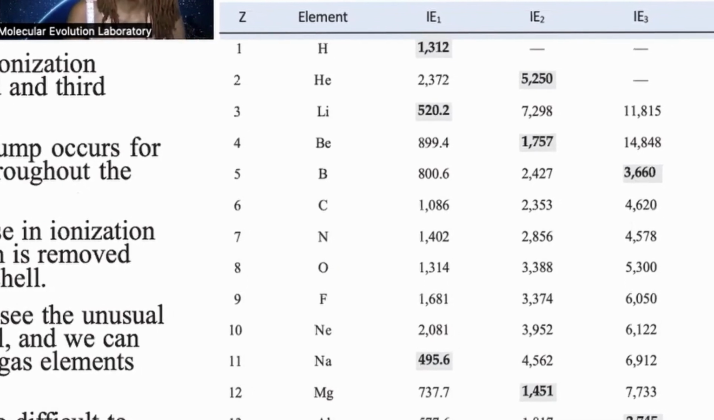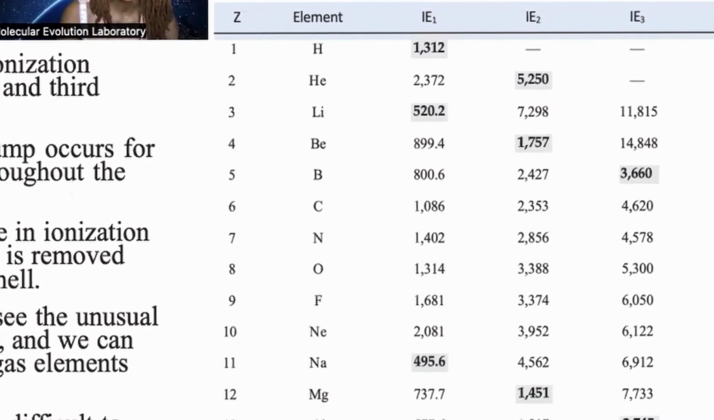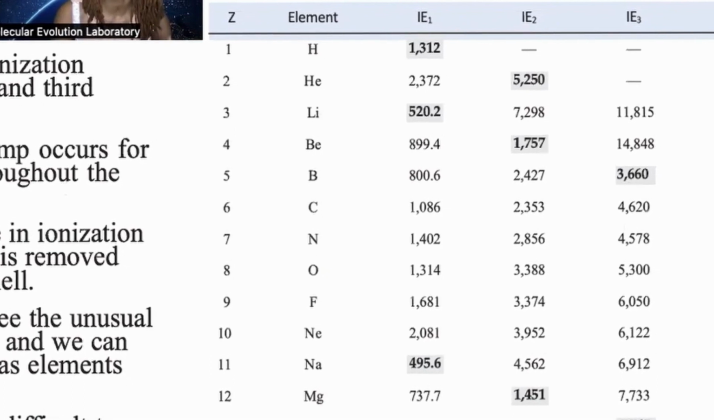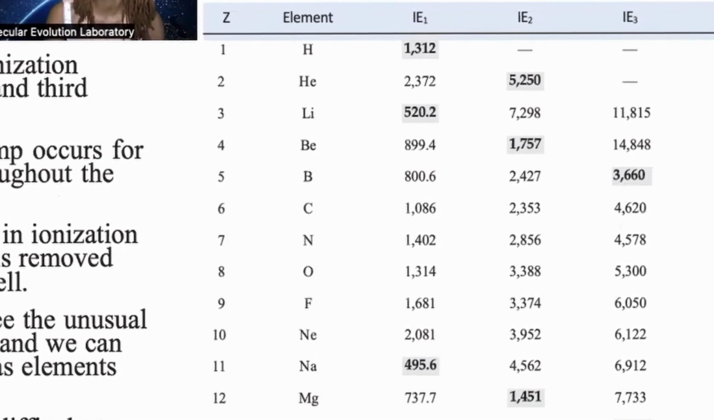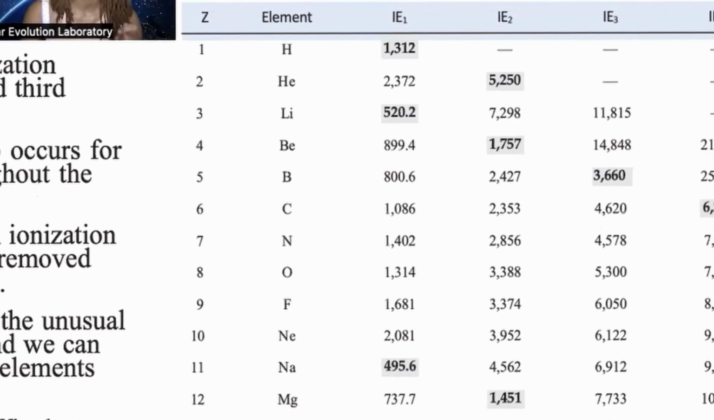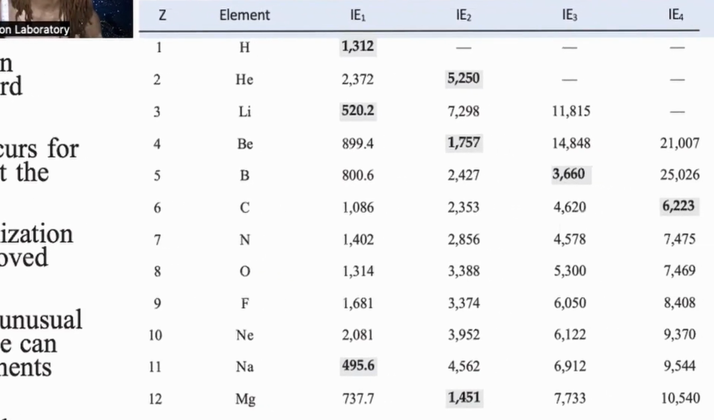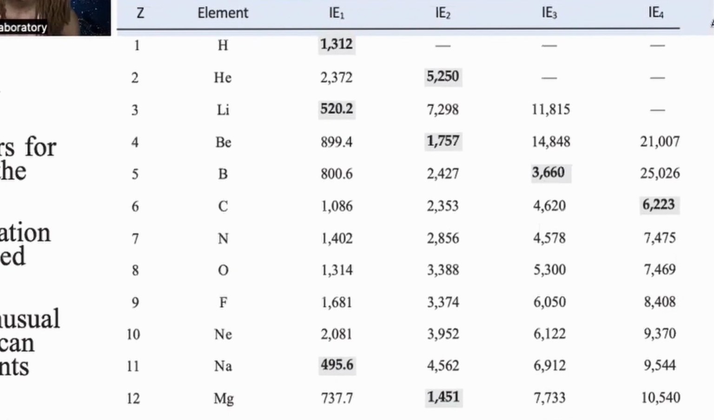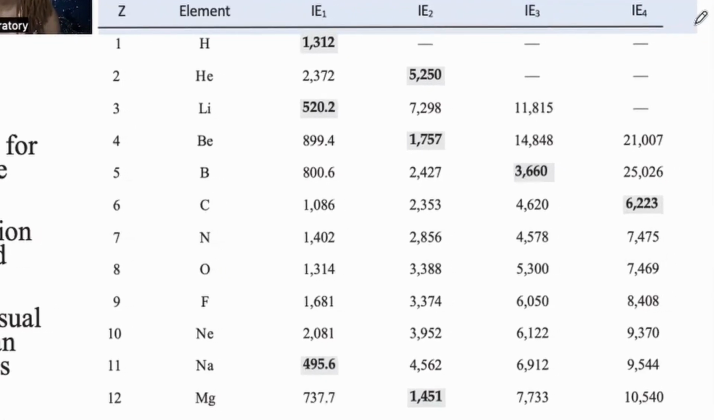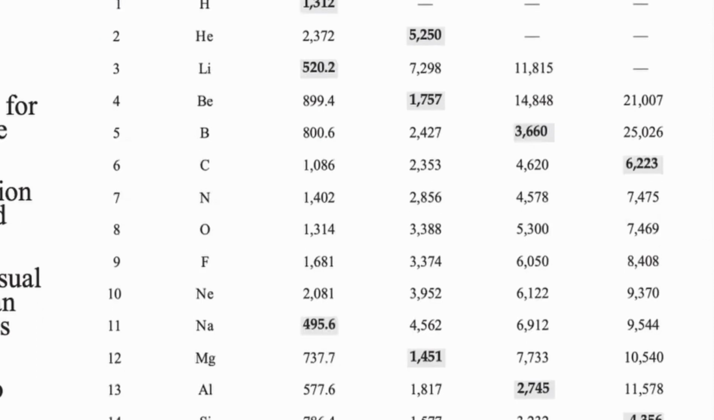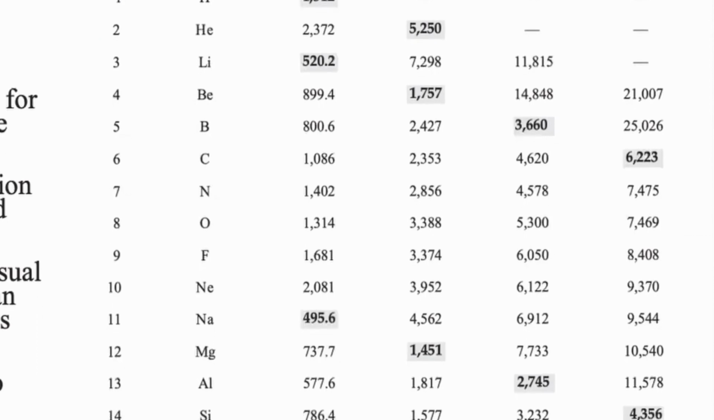In each case, the largest increase in ionization energy occurs when an electron is removed from a completely filled p subshell. When all the electrons are removed from a subshell that is filled, which is with 6 electrons, that's when you have the largest ionization energy. So when an electron is removed from a completely filled subshell, and you know the p subshell can hold up to 6 electrons, that's when you have the largest jump in ionization energy.